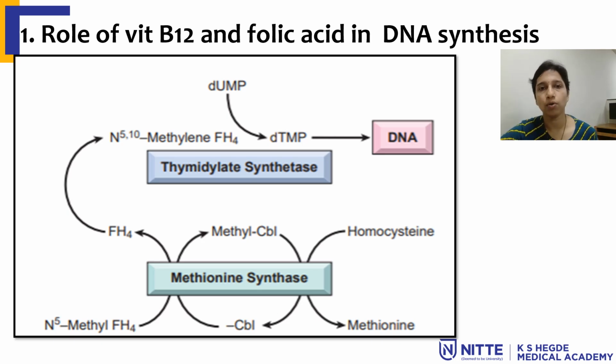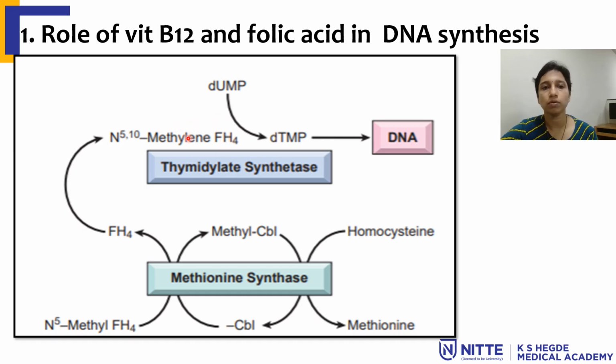In the liver, it is also stored as methyl tetrahydrofolate. So what is the role of vitamin B12 and folic acid, or the role of these vitamins in DNA synthesis? Why does it cause megaloblastic anemia? This is because of the role of folic acid and vitamin B12 in DNA synthesis. For conversion of uridine monophosphate into thymidine monophosphate, there is a requirement of a coenzyme which requires tetrahydrofolate. Thymidylate synthase is an enzyme which requires the coenzyme methylene tetrahydrofolate.